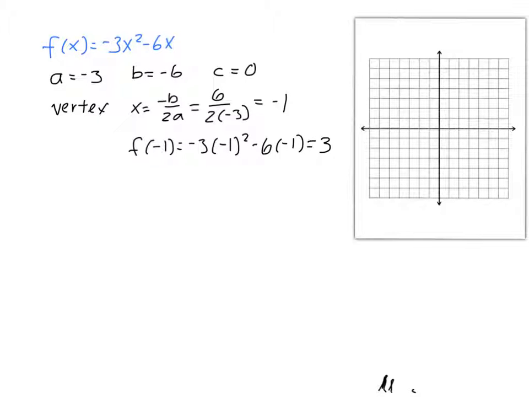Now we want to take that x coordinate and that y coordinate and put them together to come up with the ordered pair for our vertex, which will be the point -1, 3. Because our a value was negative, we know that this parabola is going to be concave down, so that vertex is going to be a maximum point. Let's go ahead and plot that point on our graph.